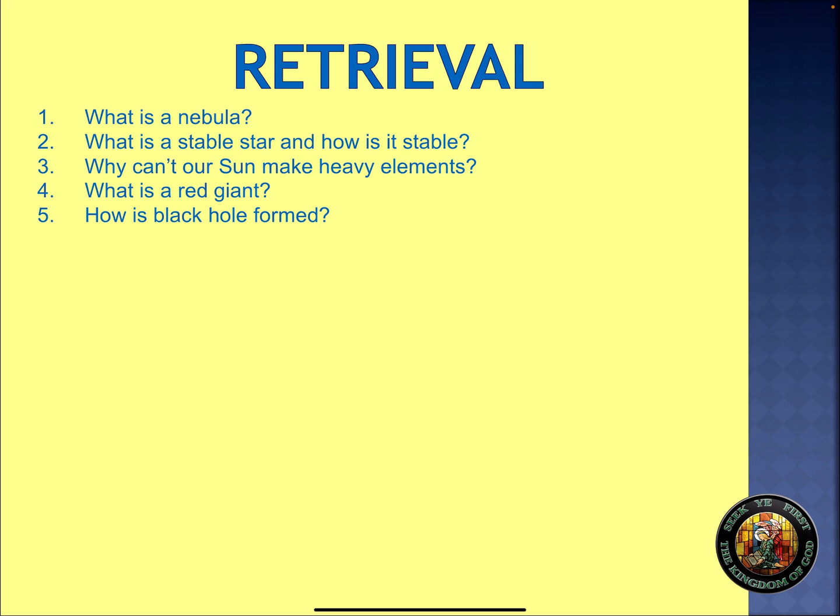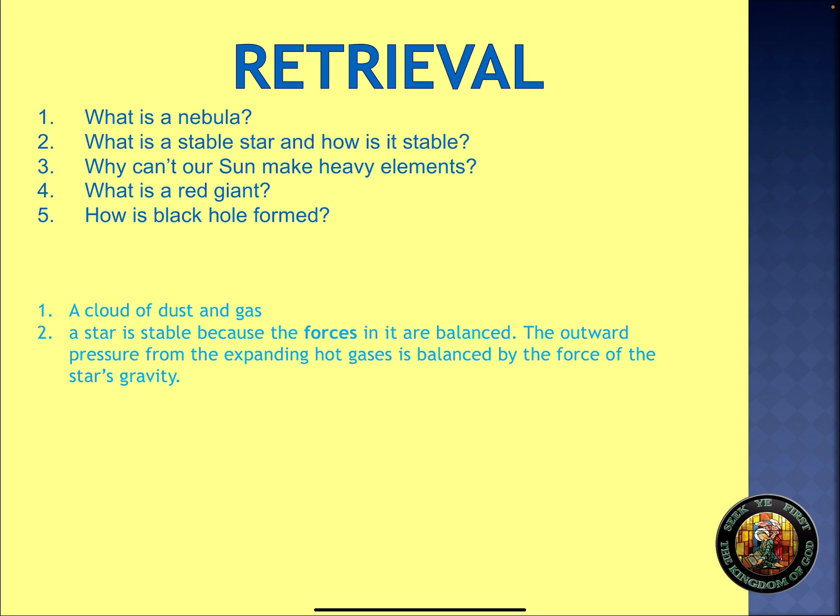So number 1, what is a nebula? It's a cloud of dust and gas. Number 2, what is a stable star and how is it stable? A star is stable because the forces in it are balanced. The outward pressure from the expanding hot gases is balanced by the force of the star's gravity.